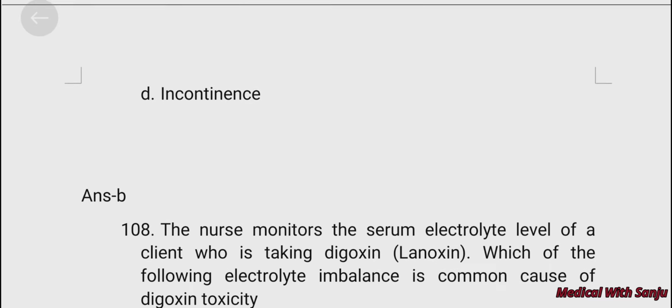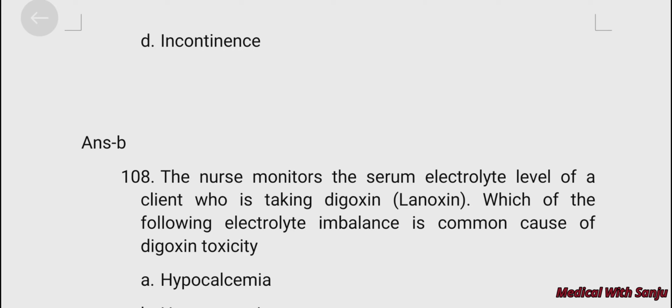Frequency. Option B is the right answer. Pressure and irritation of the bladder by the growing uterus during the first trimester is responsible for causing urinary frequency. Dysuria, incontinence, and burning are symptoms associated with urinary tract infection.